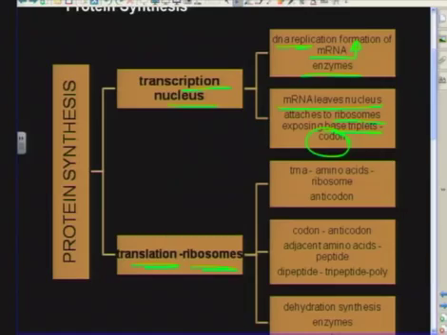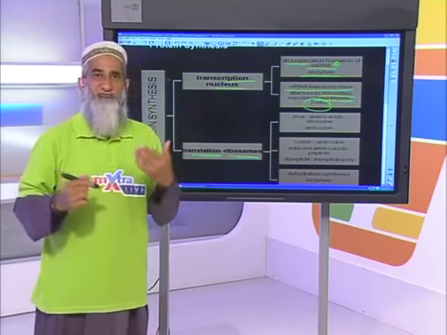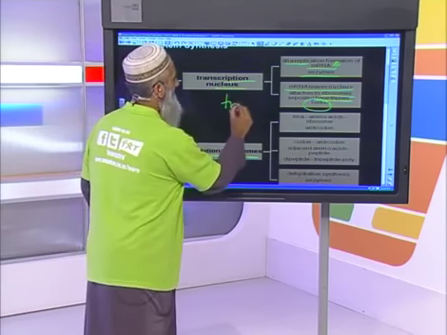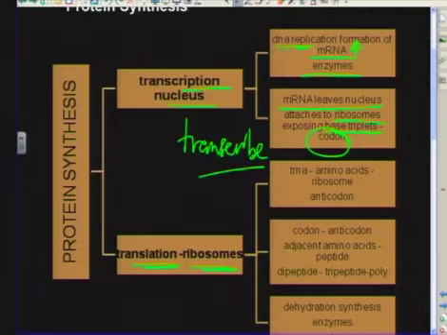The next phase is translation. Now the word, again, English is a simple language in certain cases. Transcription means, the verb it comes from is transcribe. And to transcribe means to take down, or rather to copy. So again, from the word transcription, you should know that this is the copying process.